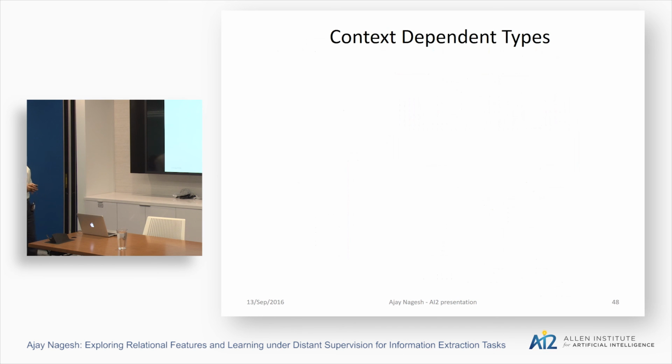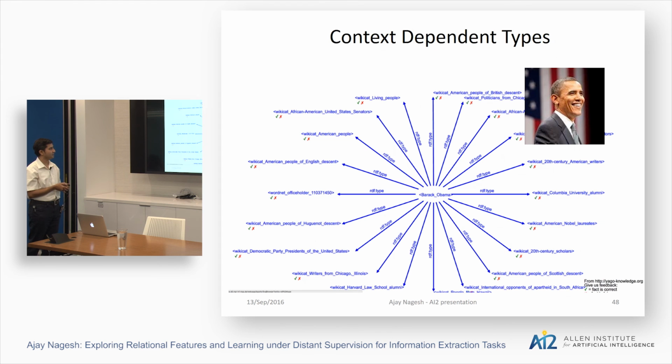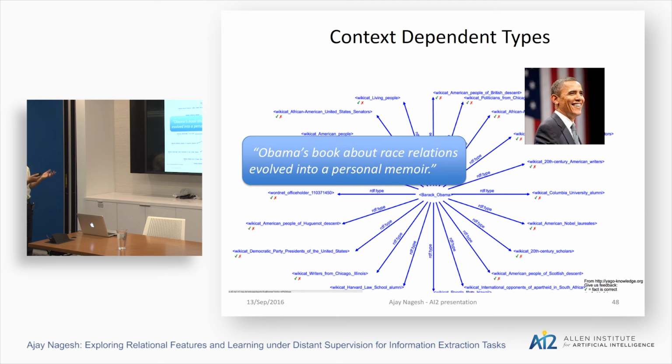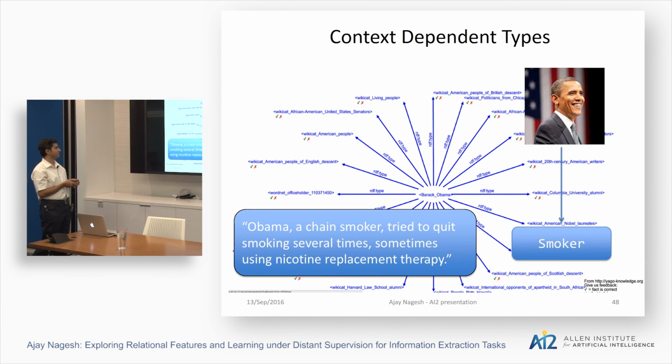Additionally, we also want to model context dependency. So given a mention of an entity, say Obama, and the types of Obama in say DBpedia, there are many such types, but for a given sentence like this, we would want to predict the relevant set of types for this mention, which is book author. We would want to select a subset of types, not all the types. And suppose there is another sentence which says that Obama is a smoker, and it is not even part of the knowledge base, we would want to extract these kinds of types as well.